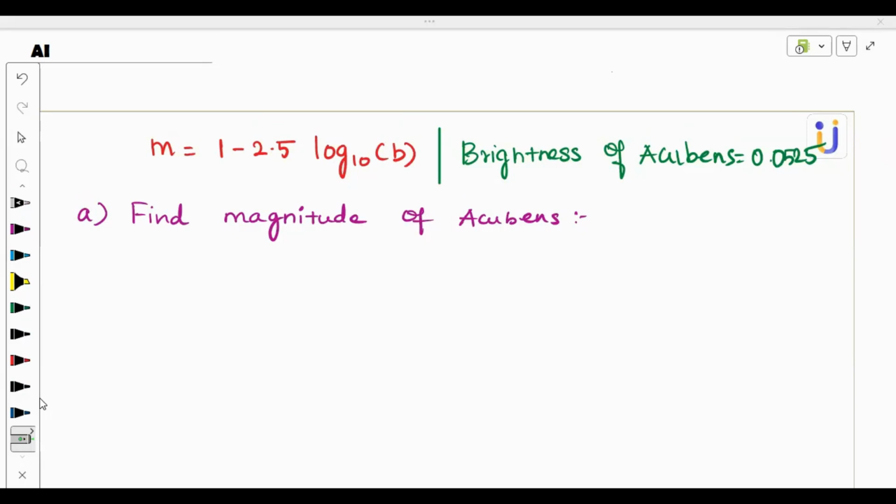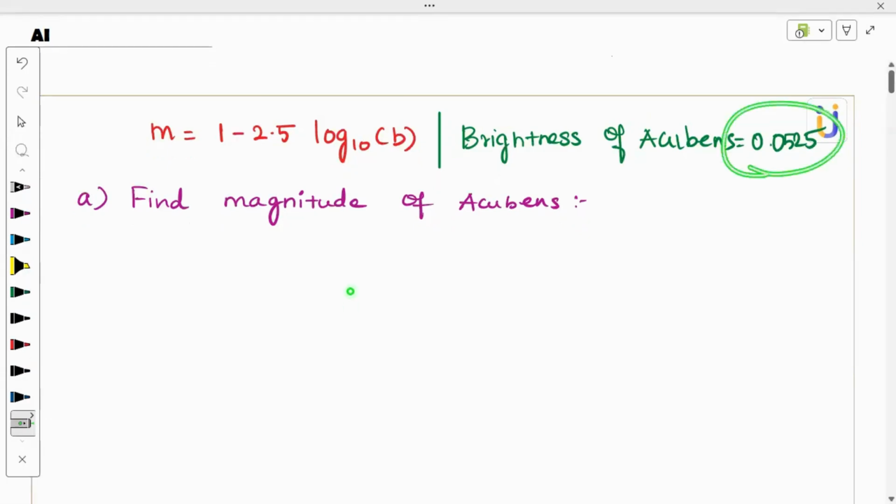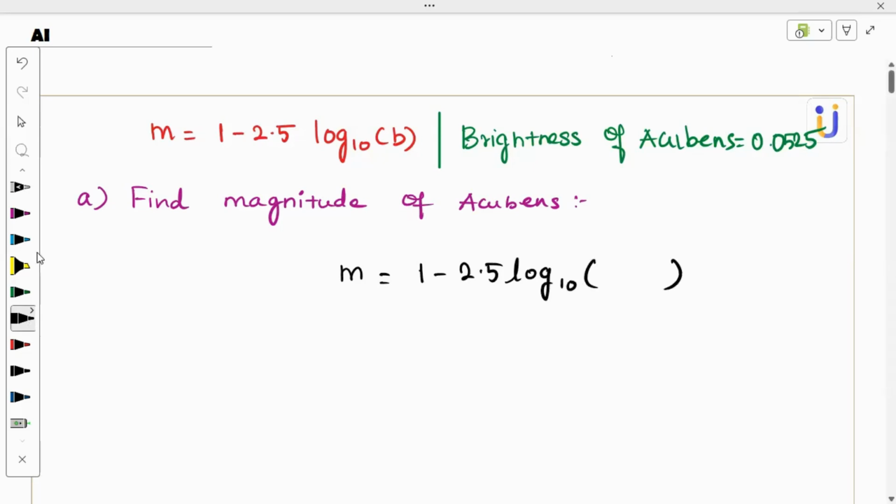The star called Acubens has a brightness of 0.0525. This is the brightness of Acubens. Find the magnitude of Acubens. Very simple, just a substitution. The modeled equation we have, magnitude I need, so m should be m only. That's what we are searching for. 1 minus 2.5 log 10, in place of brightness, brightness of Acubens has to be fed in. And that's it.